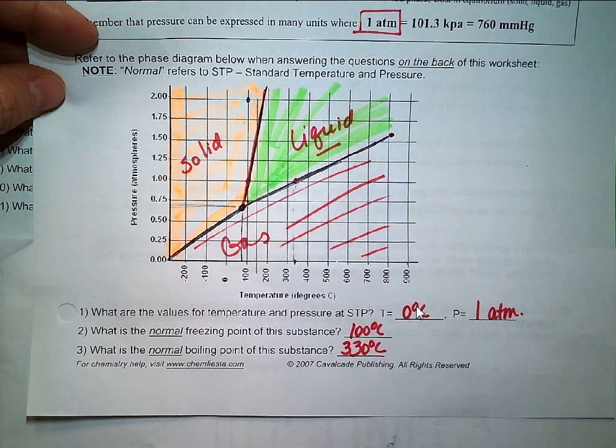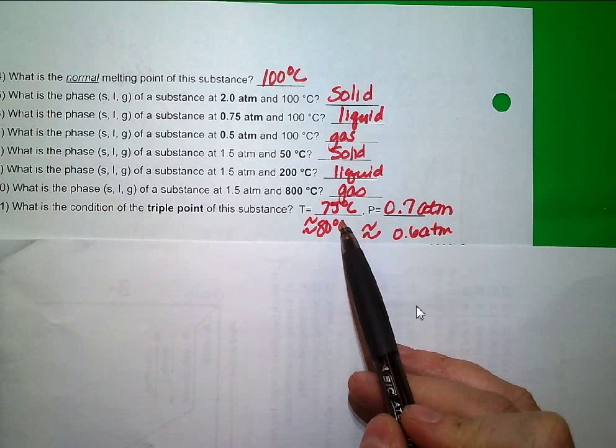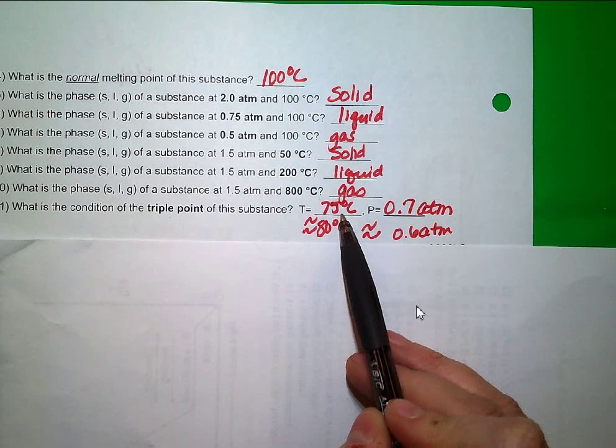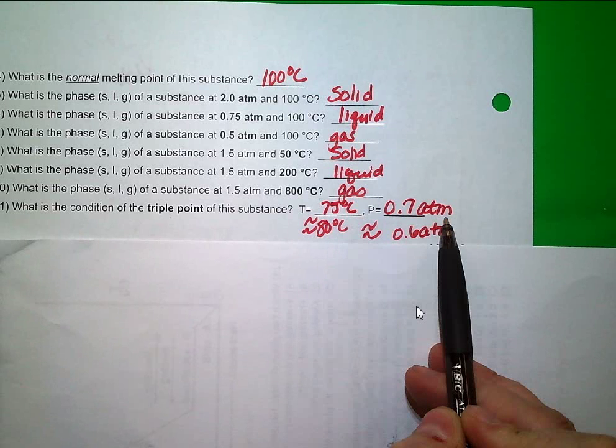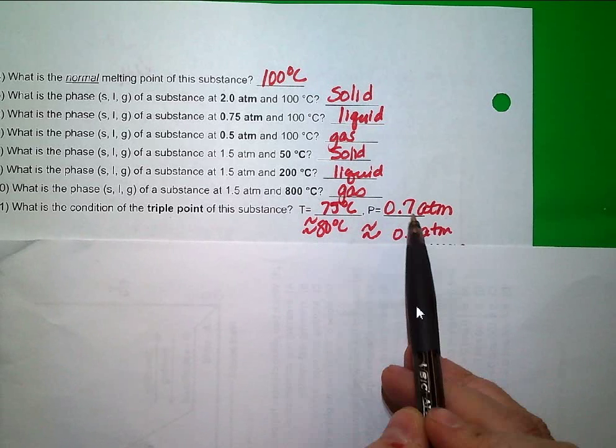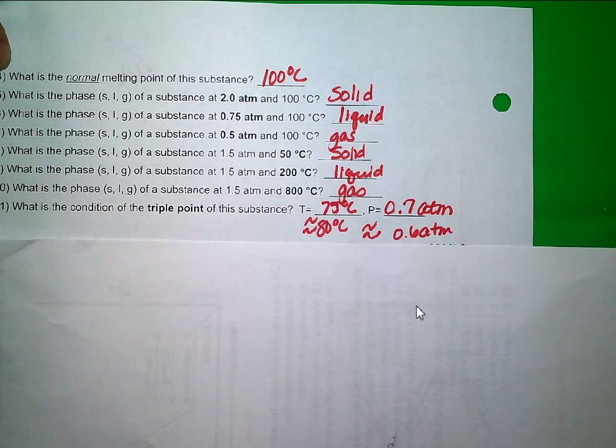I said 75 degrees Celsius and 0.7 atmospheres. Anywhere around 75, 80 degrees Celsius or 0.6, 0.7 atmospheres would be appropriate to answer that question. Be in the range. All right, so I'm going to pause the video there, and then we will go over the next part in the next video.